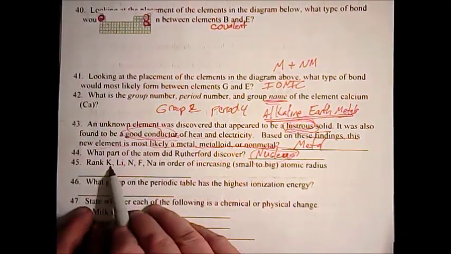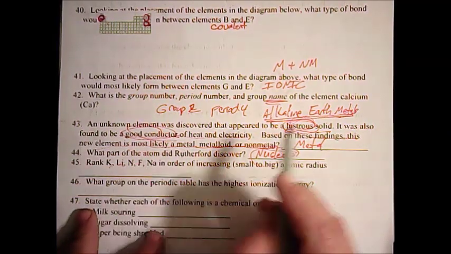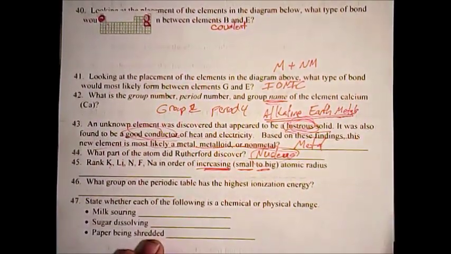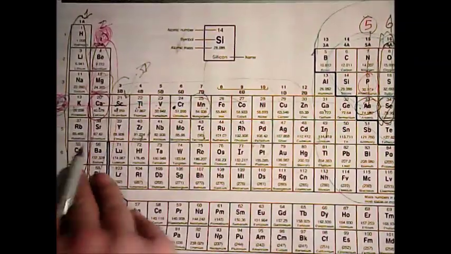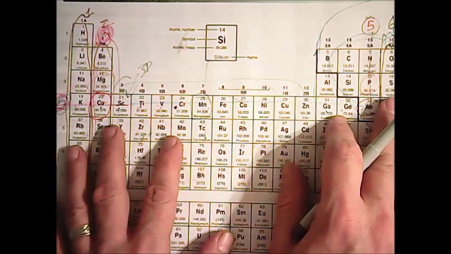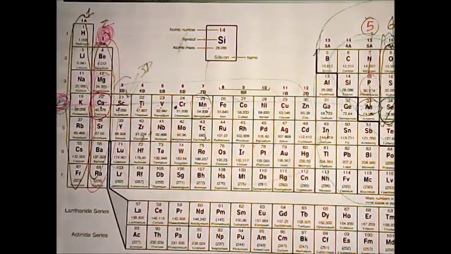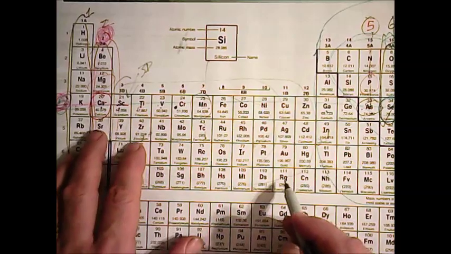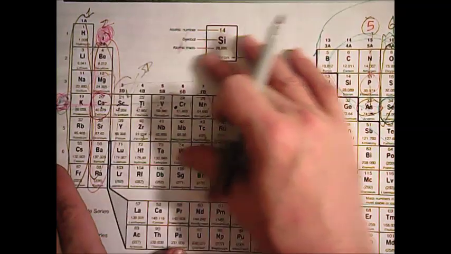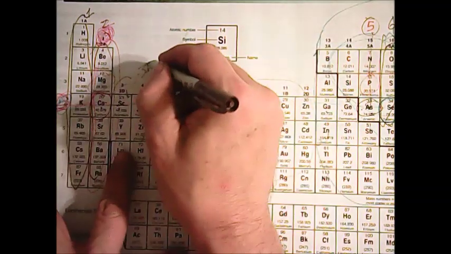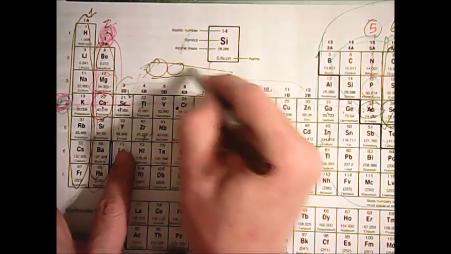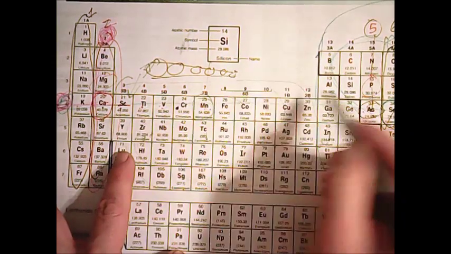Alright, the next question. Rank K, Li, N, F, and Na in order of increasing, that means from small to big, atomic radius. Now we learned about atomic radius and we learned about trends. Now remember that the trend on the periodic table for atomic radius goes against our common sense. As we go across the periodic table, the elements actually get smaller. Okay, so we start bigger and then we get smaller and smaller and smaller.